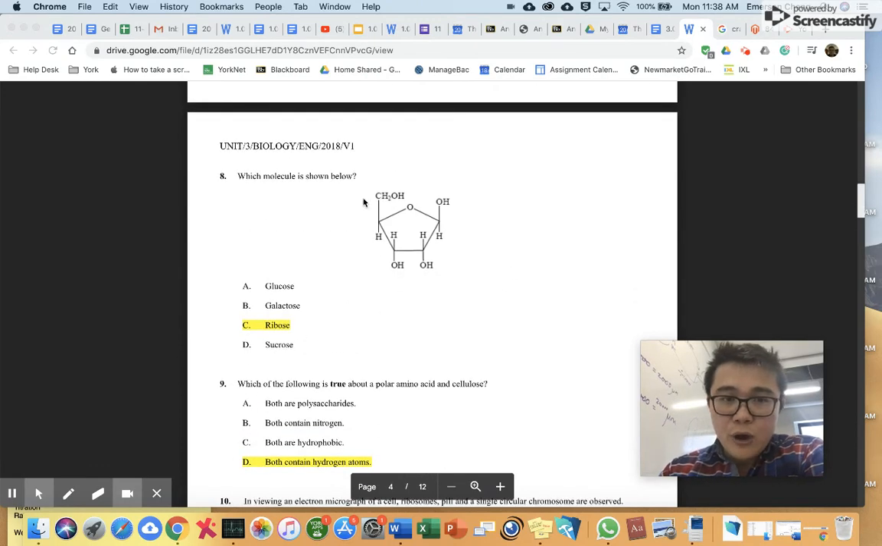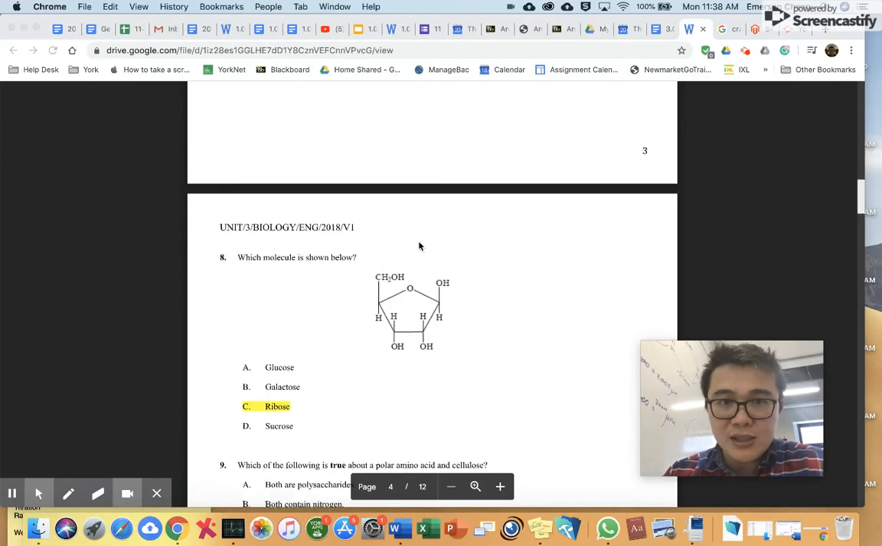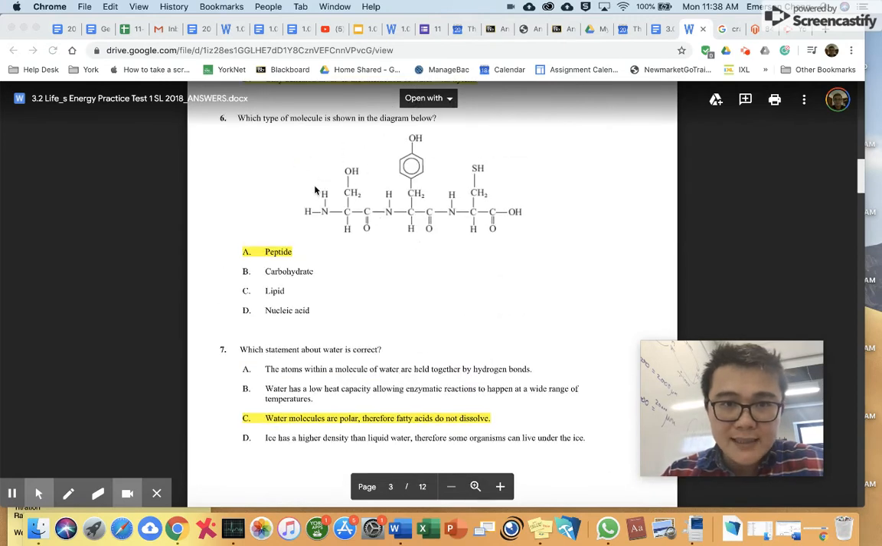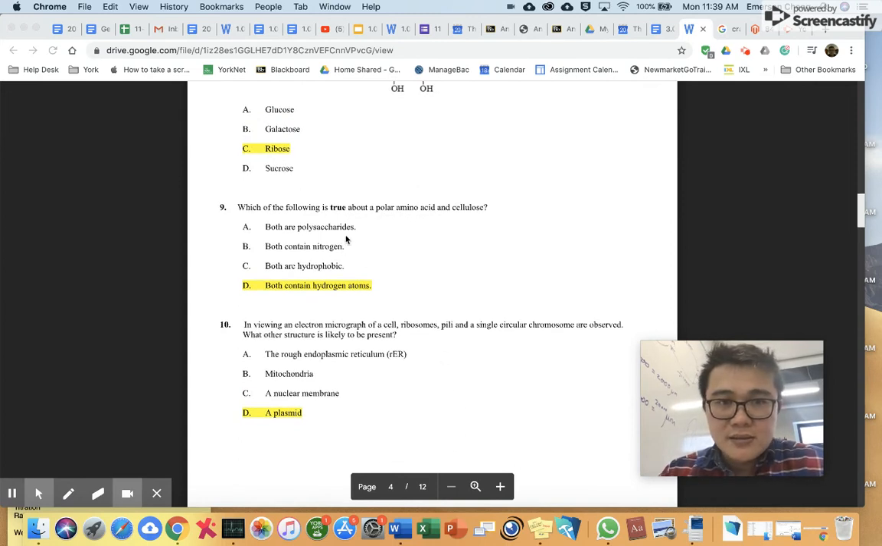Which molecule is shown? Out of these four, only this one is a five-member ring. So just remember ribose is a five-member sugar molecule. True about polar amino acid and cellulose: cellulose is just beta glucose connected together. An amino acid is just one amino acid by itself like this. So when you compare this, it's not a polysaccharide. Cellulose doesn't have nitrogen. If it is polar, that means it's hydrophilic.